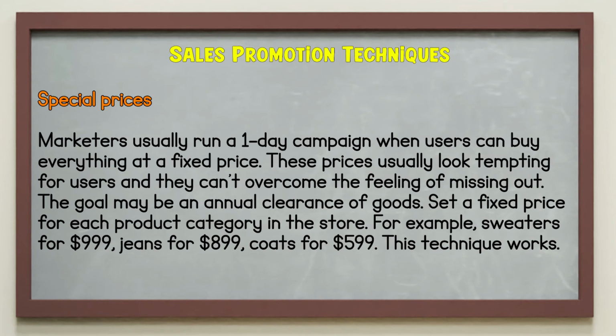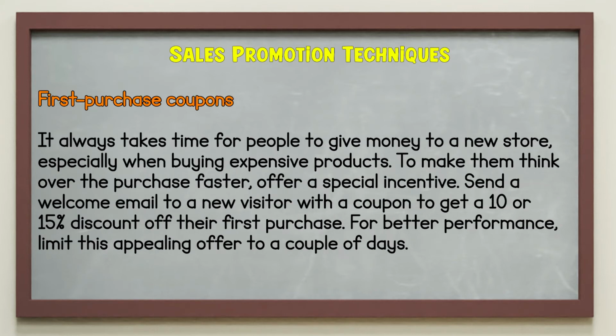Special prices. Marketers usually run a one-day campaign when users can buy everything at a fixed price. These prices usually look tempting for users and they can't overcome the feeling of missing out. The goal may be an annual clearance of goods. Set a fixed price for each product category in the store. For example, sweaters for $9.99, jeans for $8.99, coats for $5.99. This technique works.